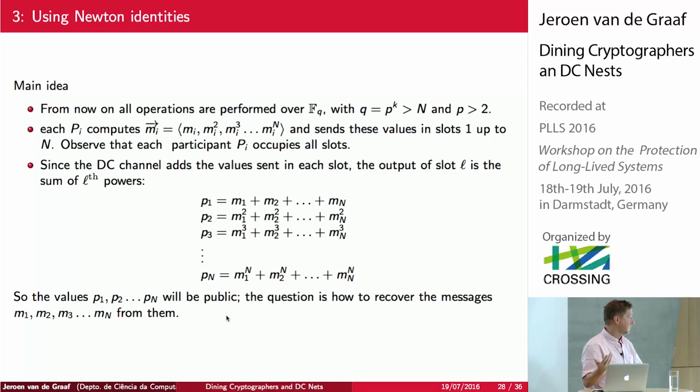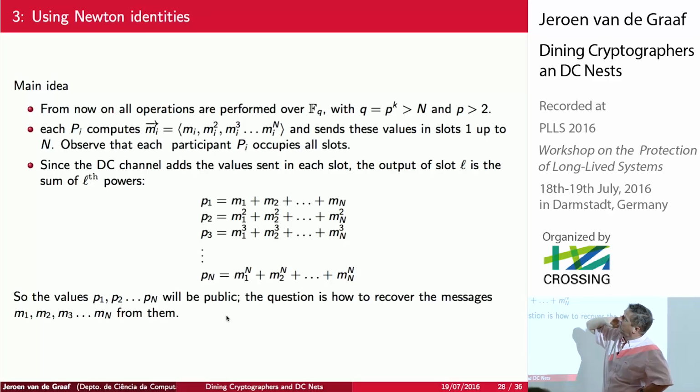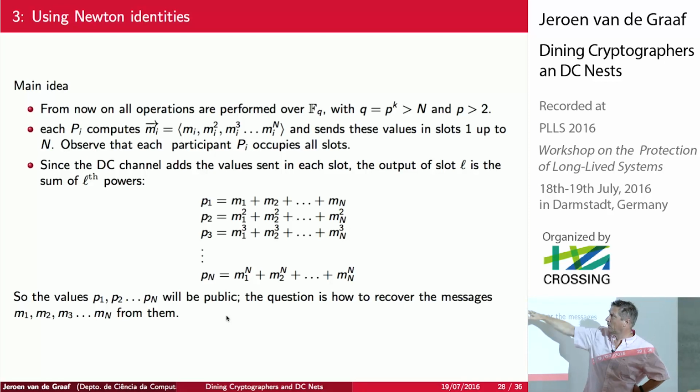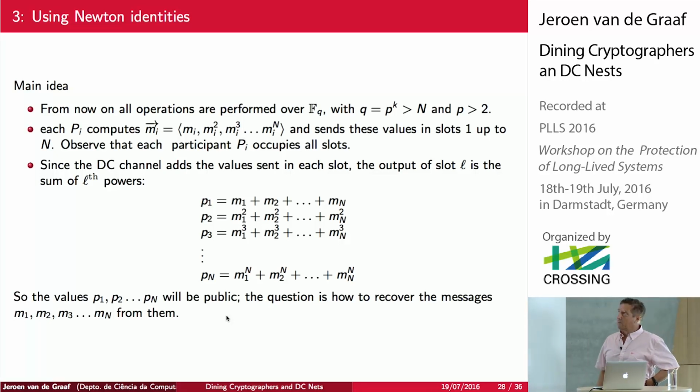Now, the final question is, can we get to 1 exactly? Because we know that we need n slots to send n messages. And the answer is yes, we can do that. In this case, I'm using a finite field which is not binary. And what every party does is compute the message, the square of the message, the cube of the message, all the powers of the message. So if you look at what the DC channel does, this will be the first slot, the sum of all the messages, then the sum of all the squares of the messages, the sum of all the cubes of the messages. The final one will be the sum of the n-th powers of the messages. And these values, the p's, will be made public, and the question is how to recover the messages m1, m2, up to mn from this.